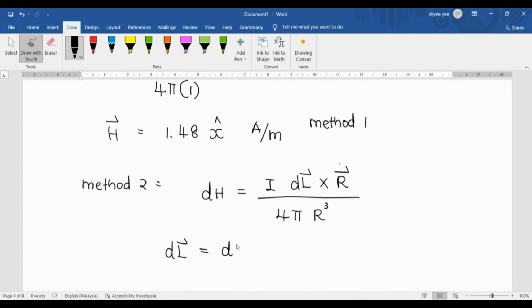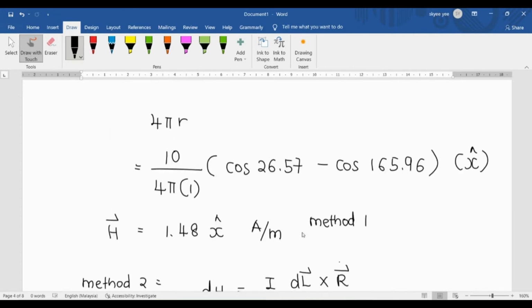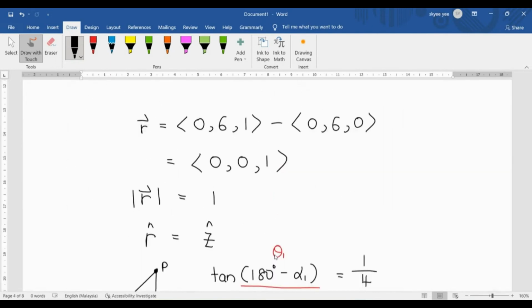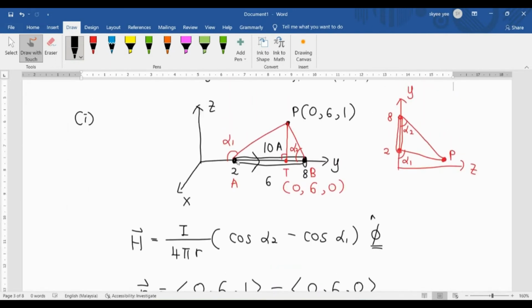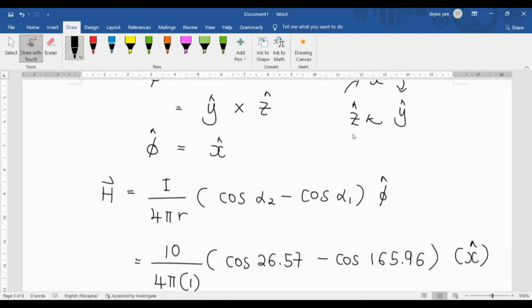is equal to dz. Because it's along the z-axis. Sorry, it's not along the z-axis. It's along the y-axis, and in the positive y direction.